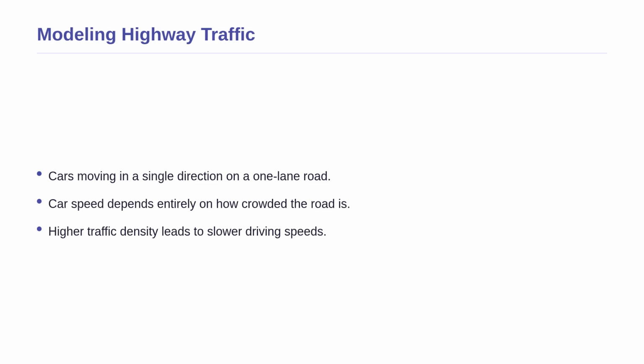Let us look at a more complex real-world example: traffic flow. Consider a long line of cars moving in a single direction on a one-lane road. Unlike the river, the speed of the cars is not constant. It depends entirely on how crowded the road is at that exact moment. If the density of cars increases, drivers naturally slow down. We want to derive the partial differential equation that models this specific traffic density over time.